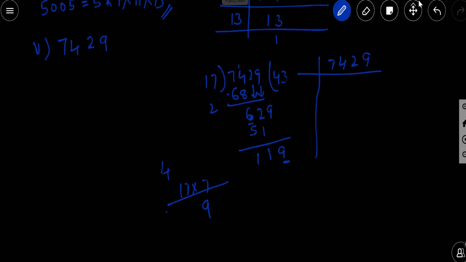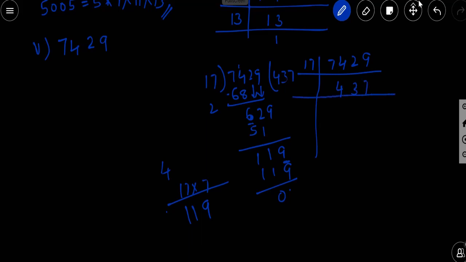So 7 ones are 7. 7 plus 4 is 11. So I have got this number. So that means it is divisible by 7. So 119, remainder is 0. Okay. So please take down with me, all of you. So this one will be 17. 17 is 437.